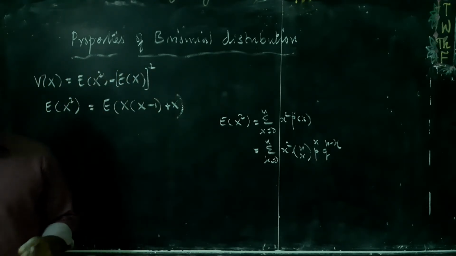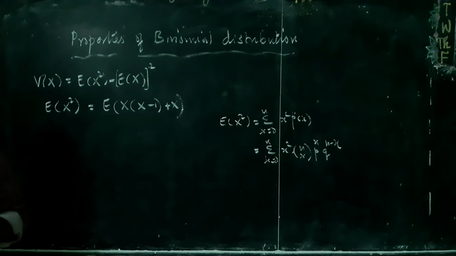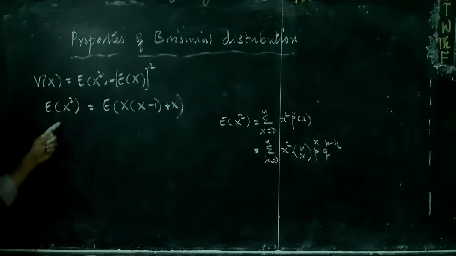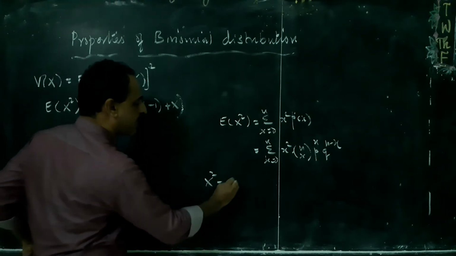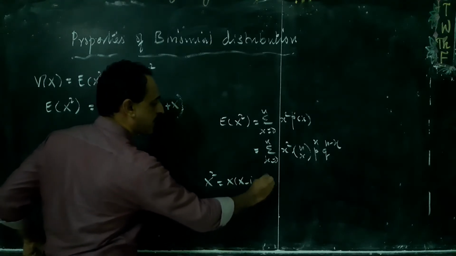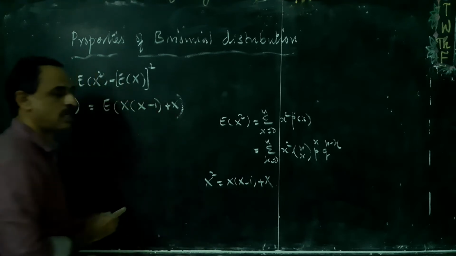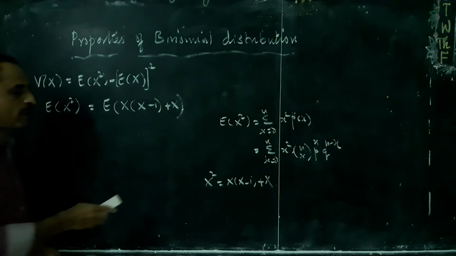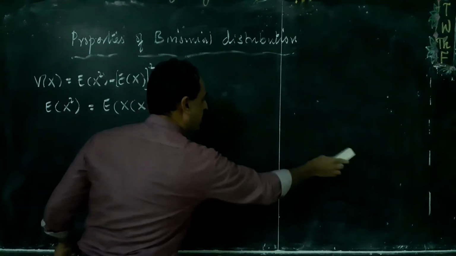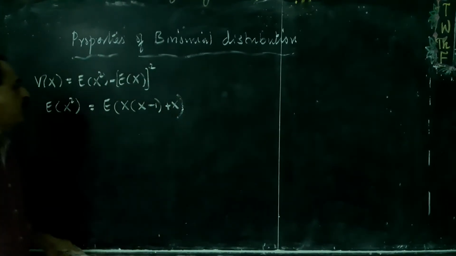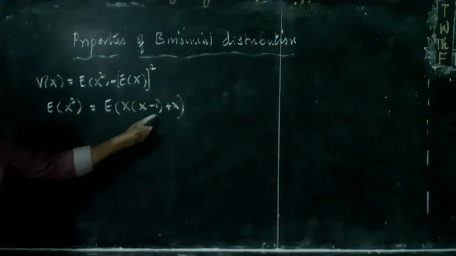So we consider a diversion here. The diversion is by taking x square as x into (x minus 1) plus x. You can see that this is again x square minus x plus x, which is x square only. So the second moment of binomial distribution is obtained by considering E of x into (x minus 1) plus x. Here we consider the first term E of x into (x minus 1). This is actually E of x into (x minus 1) plus E of x.